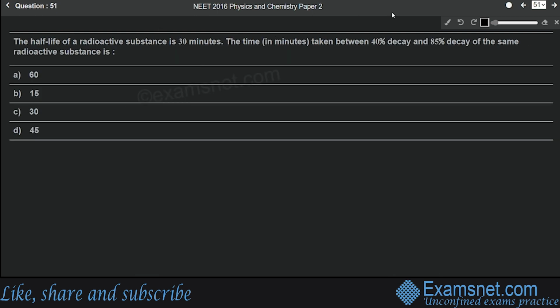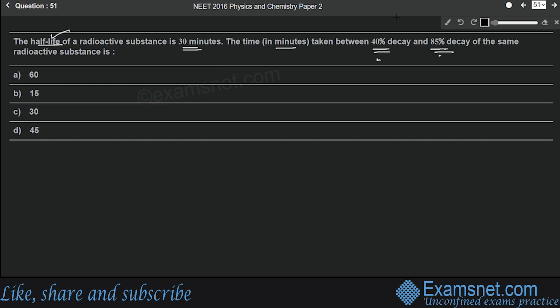Question number 51 is from the chapter Nuclei, and the question is: the half-life of a radioactive substance is 30 minutes. The time in minutes taken between 40% decay and 85% decay of the same radioactive substance is. So what is half-life? It is the time taken for the decay of half of the nuclei. Now here we have to find the time taken between 40% decay and 85% decay.